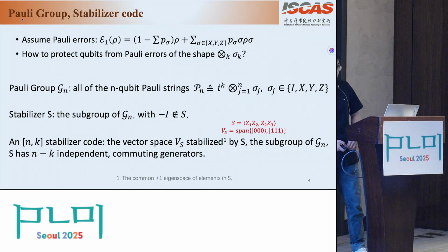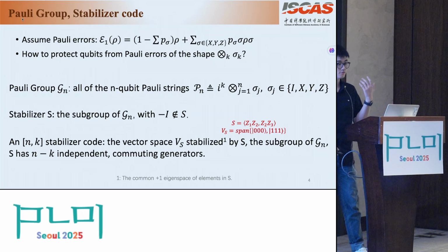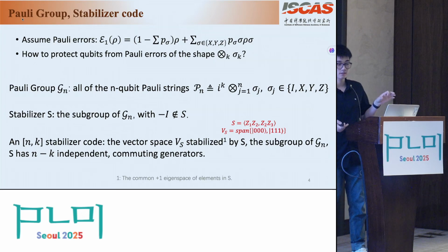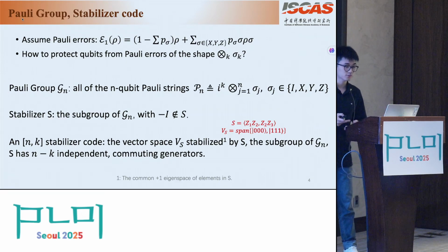So here comes the question. The critical challenge for QEC is that qubits suffer from not only bit flip errors, but also phase flip errors. How to design a QEC code that cracks all of the errors? To this end, we introduce the notion of stabilizer code.